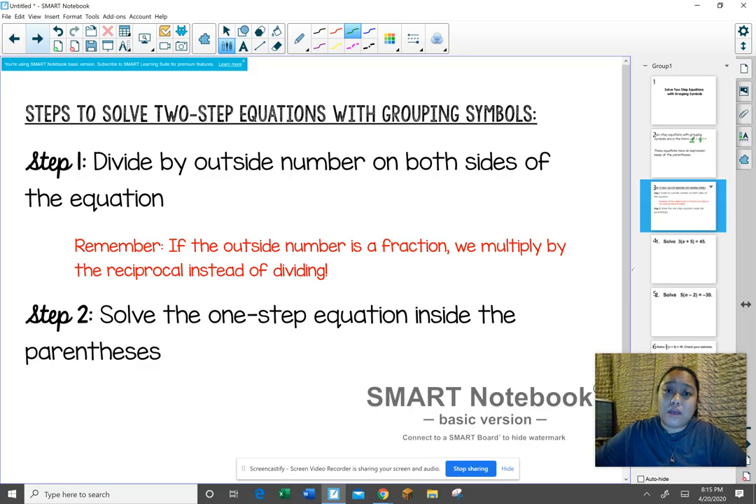Here are the steps to solve two-step equations with grouping symbols. The first step is to divide by the outside number on both sides of the equation, so we're going to undo that multiplication. Step 2 is we're going to solve the one-step equation inside the parentheses. So let's get started with some examples.